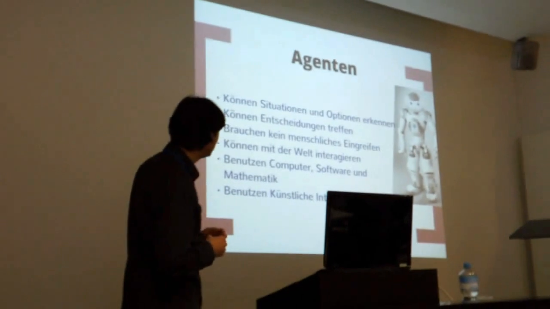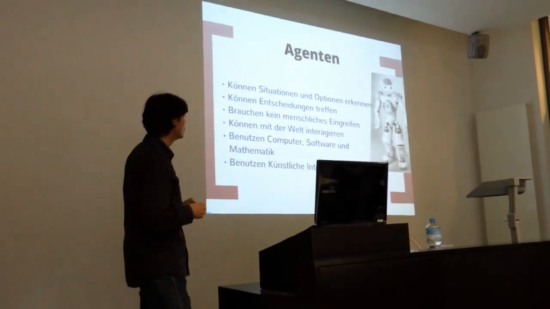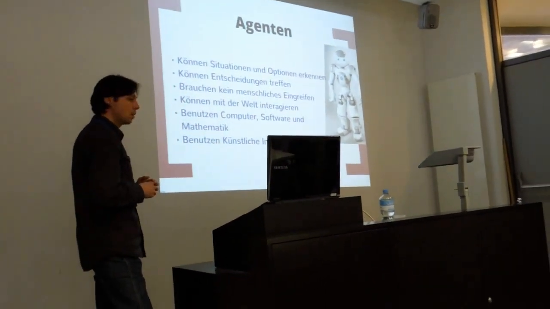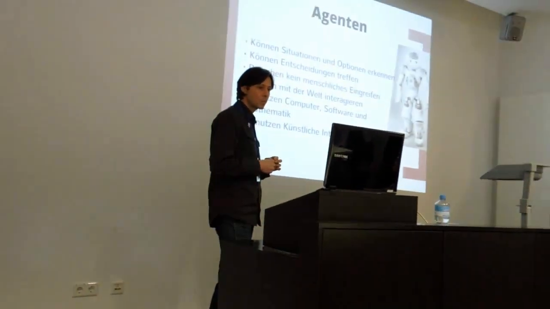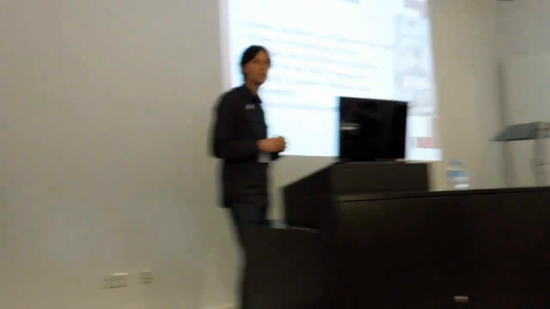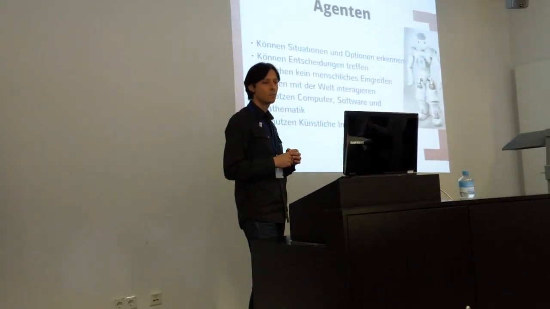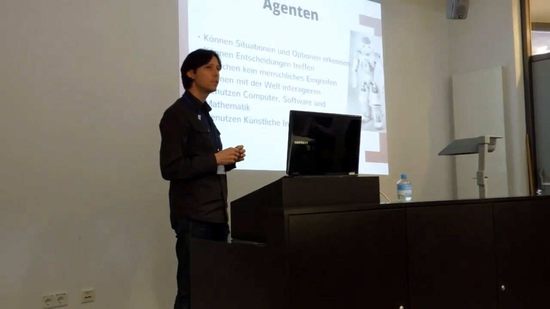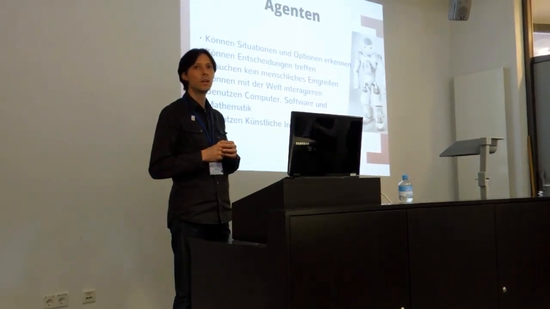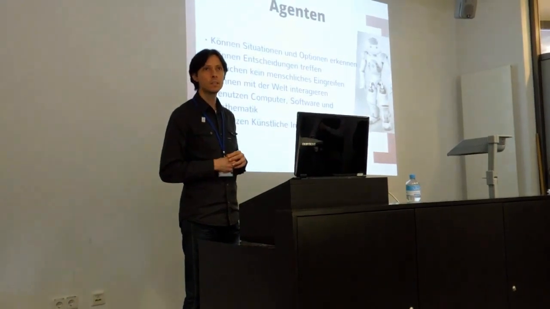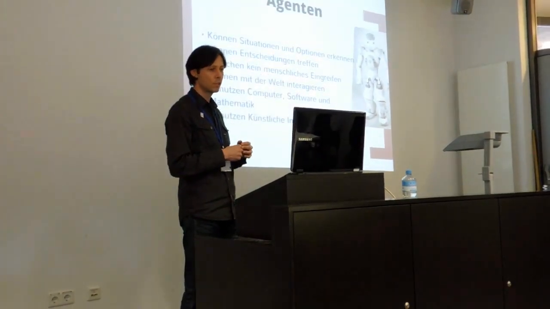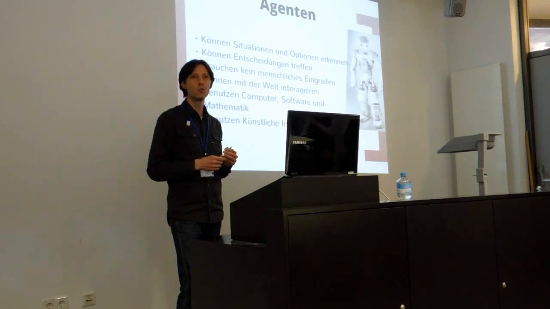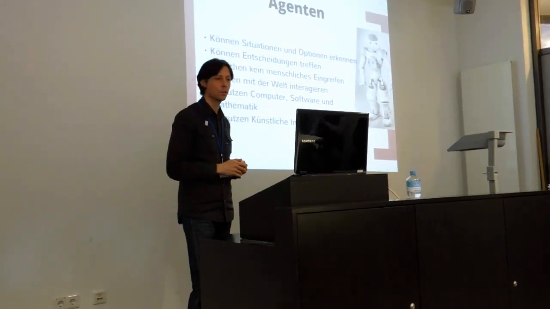As it says here, agents should be able to recognize different situations and options. They should be able to make decisions. Ideally, they should not depend on human interaction, but sometimes they do require human interaction. Agents should be able to interact with their world or their environment. So, for example, one of those robots you find in the factories in Japan or in the United States sometimes, those robots, those robot arms, should know their environment and be able to act and know what their limits are.